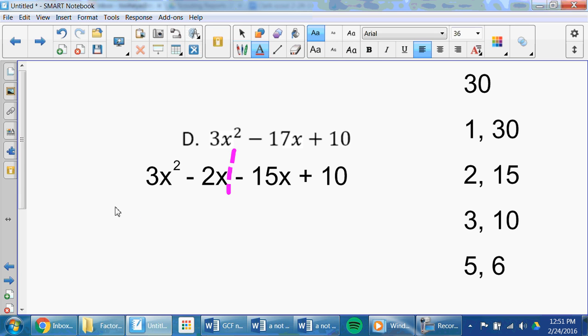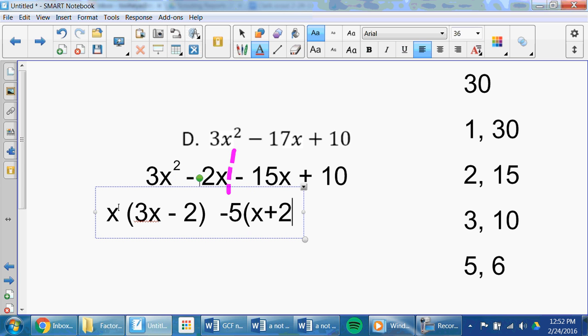My next look would be, I can only take out an x of this front part because 3 and 2 have no common factors in it, and that would leave me 3x minus 2. The next piece, since that negative 15, since they're both negatives, got to be a negative as well. It's going to be negative 5 is their GCF, and that leaves me x plus 2 inside. Uh-oh, 3x plus 2 on the inside.